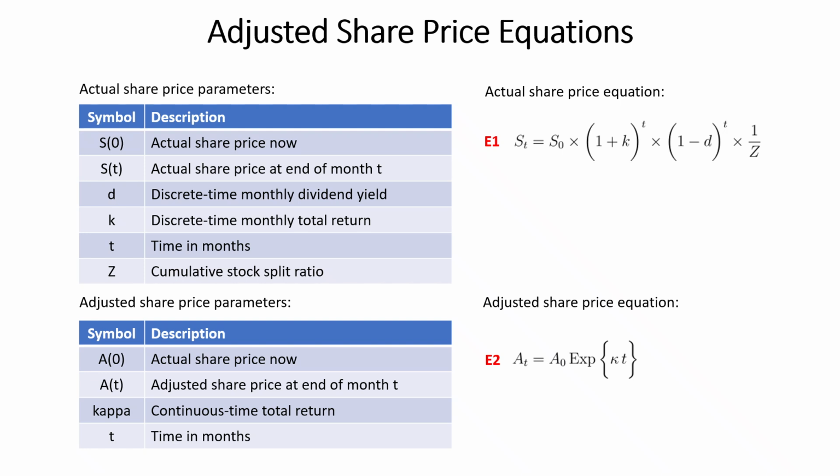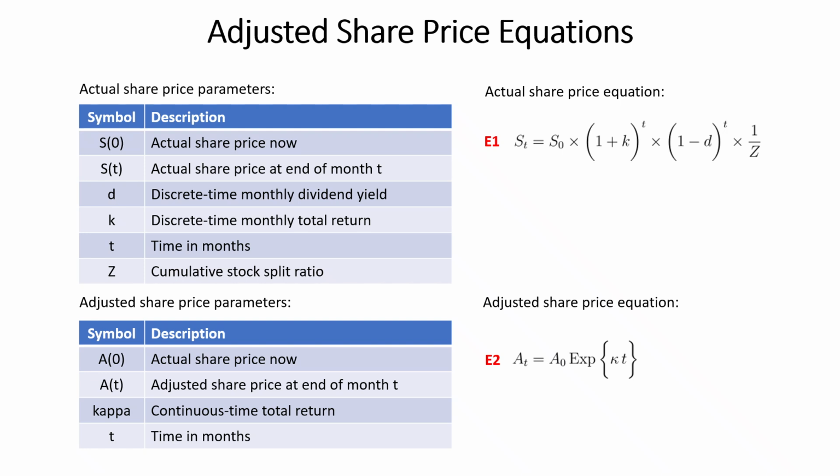And then kappa is a continuous time total return. That would be an annual return, and that's in continuous time. And notice that when we talk about discrete time, we typically use the regular alphabetic letters. But with continuous time calculations, we tend to use the Greek symbols. So rather than using K for discrete time monthly total return, we're using kappa, which is a continuous time total return, and that would be annual. And then we use small t, time in months.